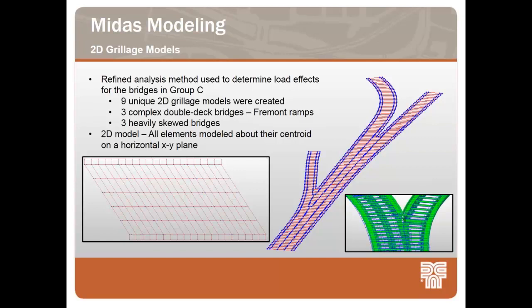The model was referred to as 2D because there's no depth associated with the model. All the elements are modeled about their centroid on the constant XY plane. One exception to this was the rail elements, which were modeled at the bottom for graphical purposes and for checking.